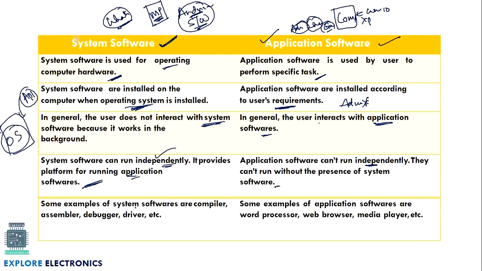Some examples of system software are compiler, assembler, debugger, driver. These are examples of system software. The system software is installed on the computer when the OS is installed. What do you mean by OS then? Operating system. These are the software that will be called OS, right? And then some examples of application software, as I said, Google Chrome, web browser, word processor, or a media player like VLC player. These are the things we call application software.